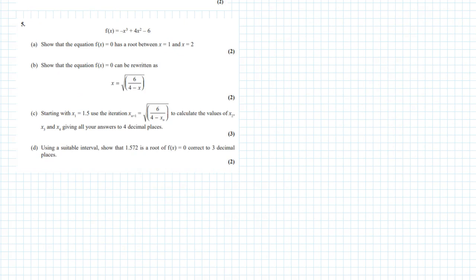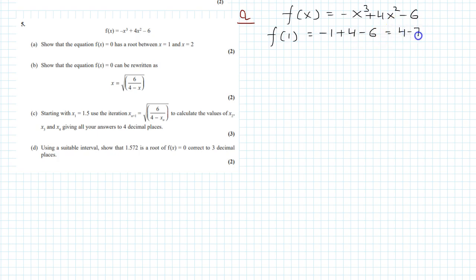Question number 5, part A. Show that the equation has a root between 1 and 2. f(x) is equal to minus x cubed plus 4x squared minus 6. So let's see the value of f(1). This is minus 1 plus 4 minus 6. So that is 4 minus 7. So that is negative.